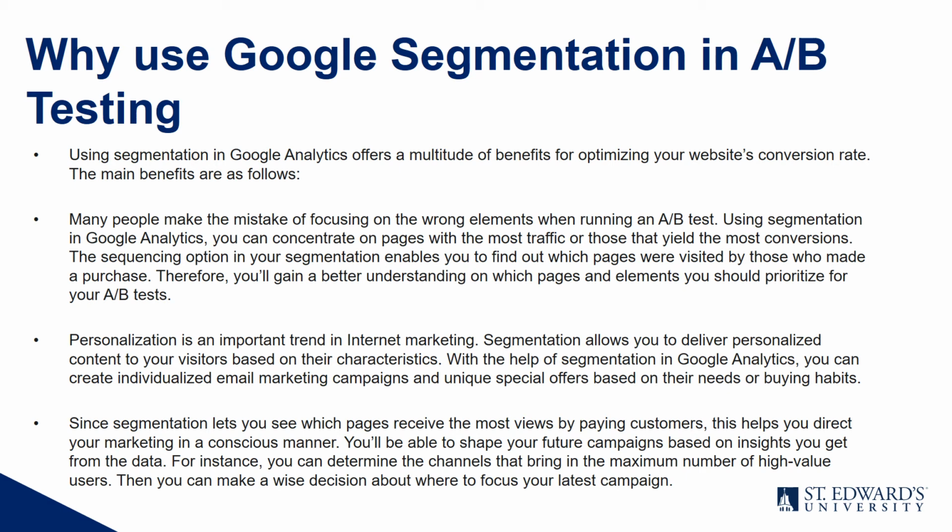So why use Google segmentation and A/B testing? How do you tie that back to Google Analytics? Using segmentation in Google Analytics offers a multitude of benefits for optimizing your website's conversion rate. The main benefits are as follows. Many people make the mistake of focusing on the wrong elements when running an A/B test. Using segmentation in Google Analytics, you can concentrate on pages with the most traffic or those that yield the most conversions. The sequencing option in your segmentation enables you to find out which pages were visited by those who made a purchase. Therefore, you'll gain a better understanding of which pages and elements you should prioritize for A/B testing.